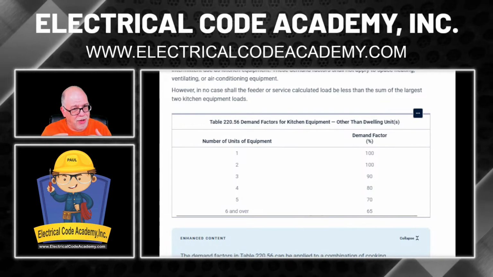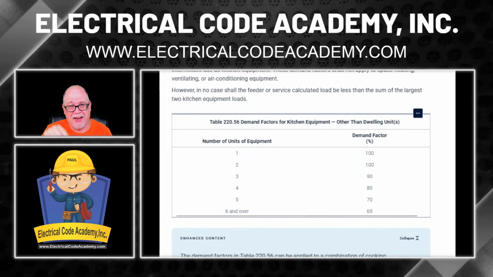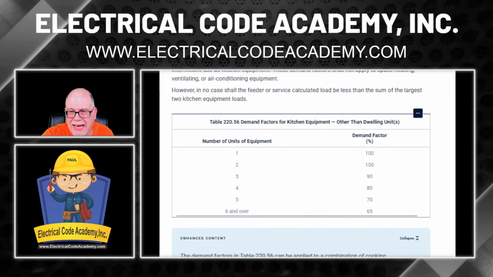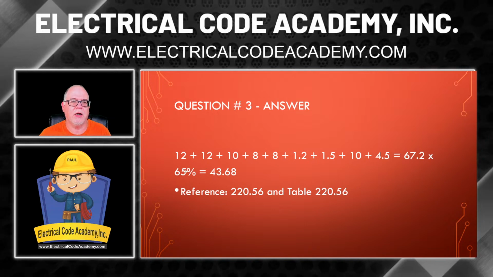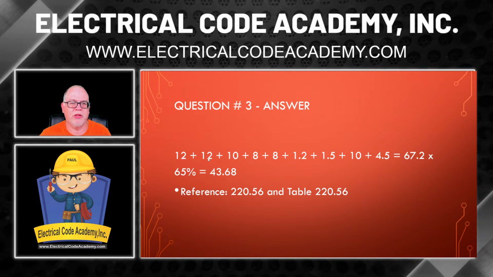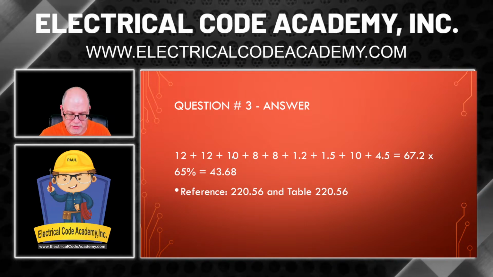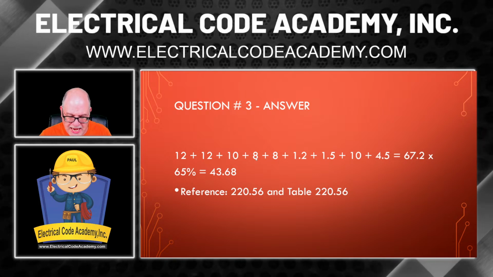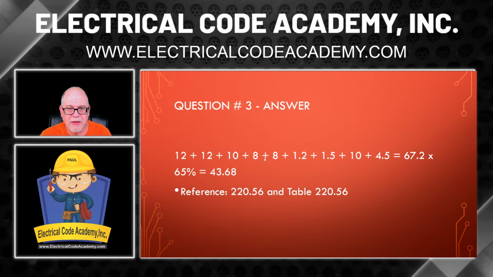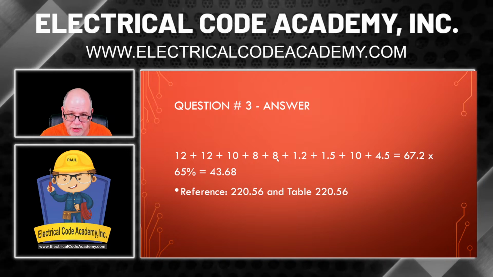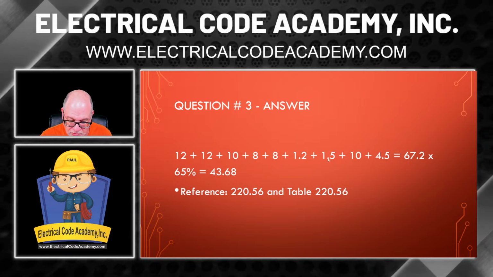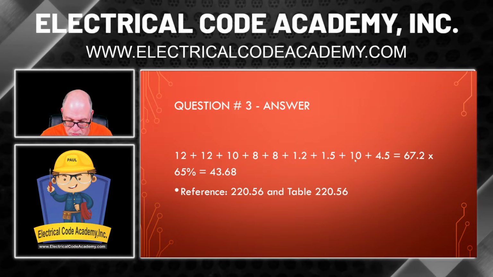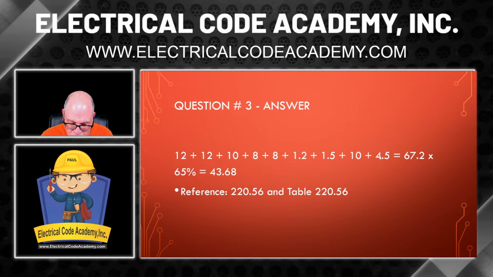But I know you know how to calculate it now, right? So we'll go back and look at it and see what we got. There you go, 10. Oh, there's the 12 and the 12. That was the 2 ovens. The 10 was the grill. The 8 was the deep fryer. The 8 was the other deep fryer. 1.2 is disposer. 1.5 was a dishwasher. 10 was the booster. 4.5 was the water heater.